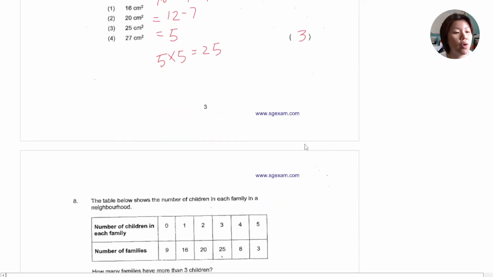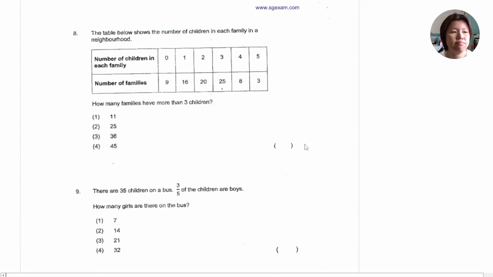Okay, let's move on. Next is table. So the table here shows the number of children in each family.